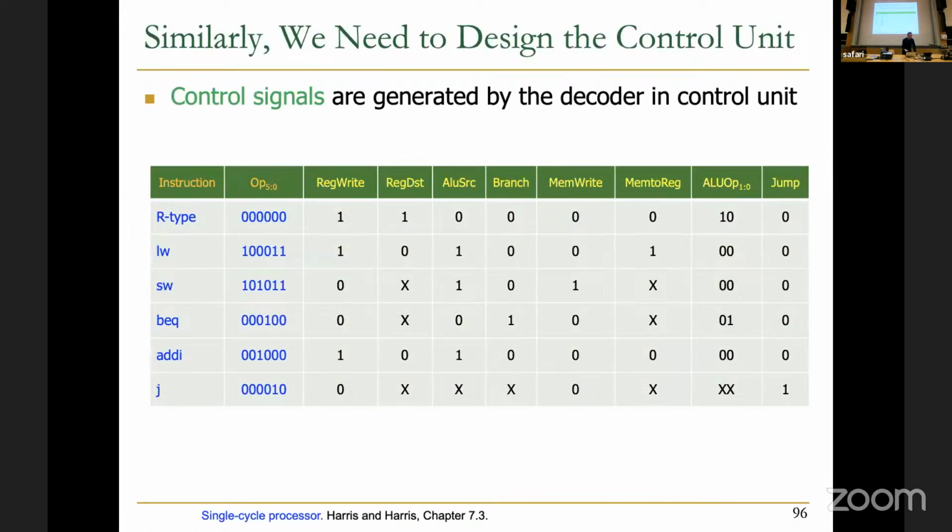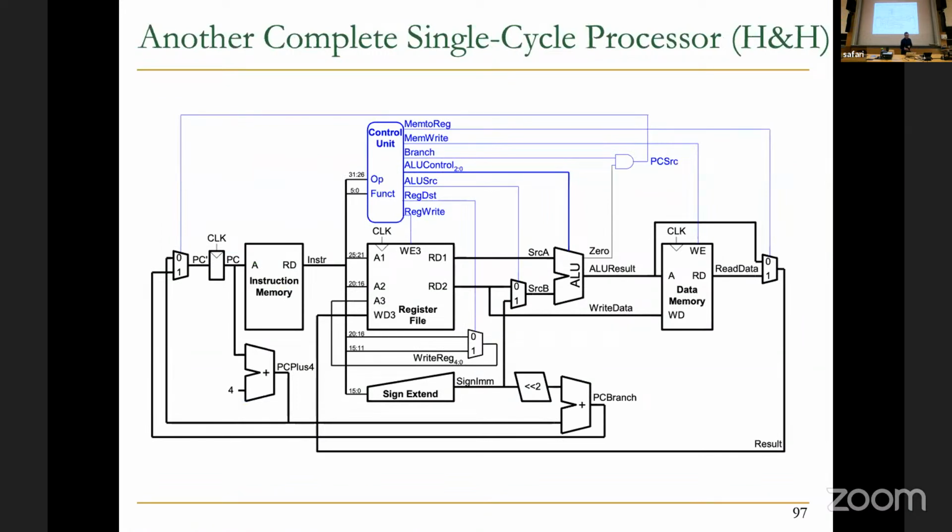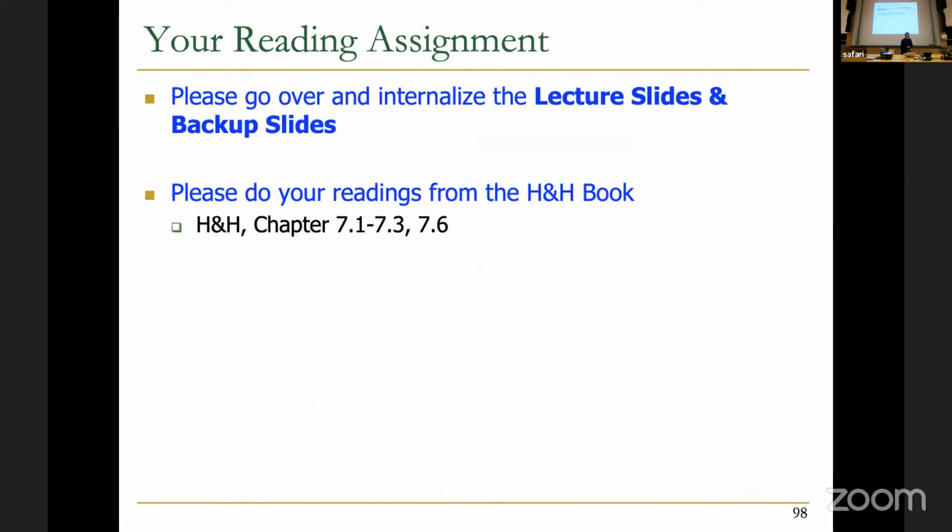And your book also designs the control unit, and this is how it designs the control unit, as you can see, depending on the instruction type. Of course, BEQ also needs additional control logic. That's part of the data path processing. And this is the complete single cycle processor from your book, which is very similar to what we just studied.